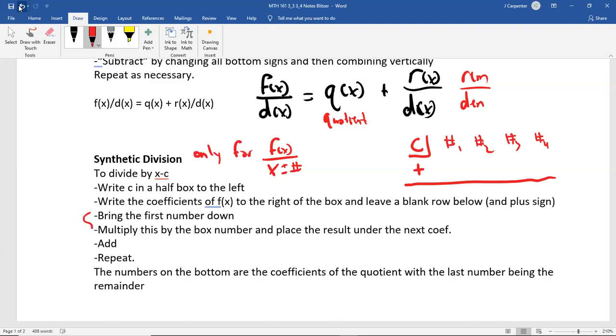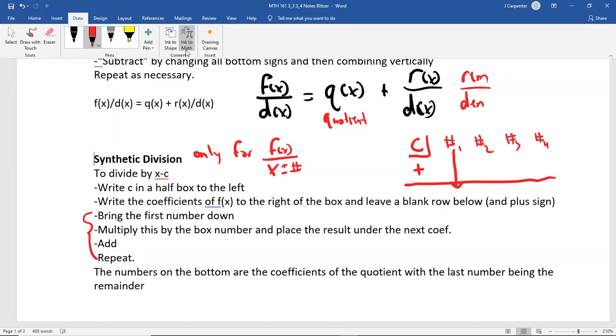What these 3 steps right here do is they compress the dividing, the multiplying, and the subtracting aspect of long division in an unbelievably quick manner. But it only works if there's no coefficient on x, if there's no x squared in the bottom. You bring the first number down below the line. That's just automatic. You bring it down.